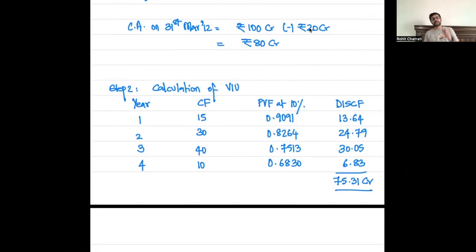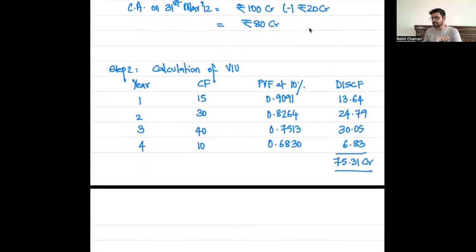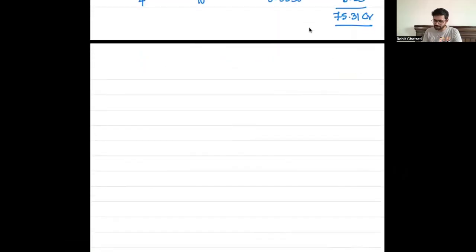This represents the present value of the future cash flows that I am expected to receive from continuing use of the asset. VIU is defined as the present value of the future cash flows that are expected to be generated from the continuing use of asset. So if I use this machinery for the next 4 years, I am going to generate a benefit to me of 75.31 crores in present value terms.